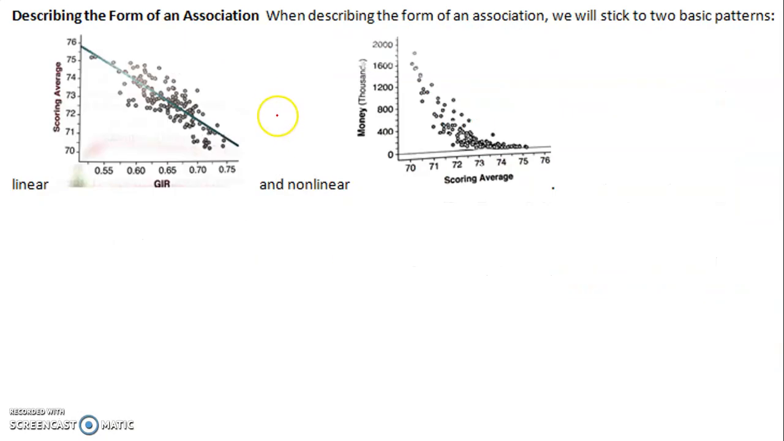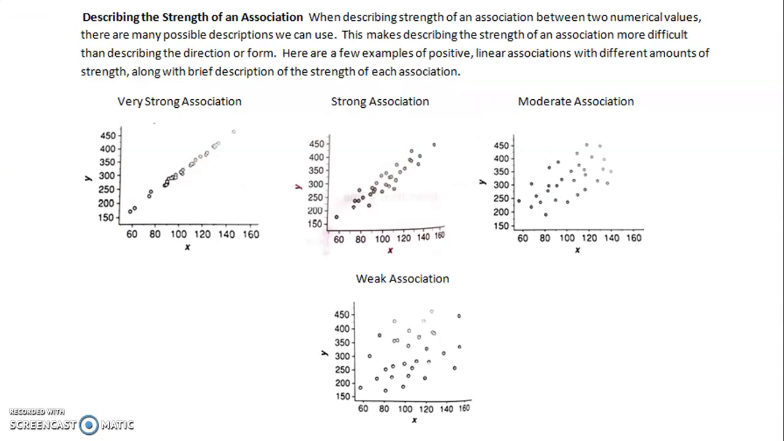Next thing is the form. There are two types of form that we have, linear and nonlinear. Linear is just like it says, it follows a straight line. And then nonlinear, see how these kind of curve downwards? The majority of the graphs we're going to be looking at are linear in shape or form.